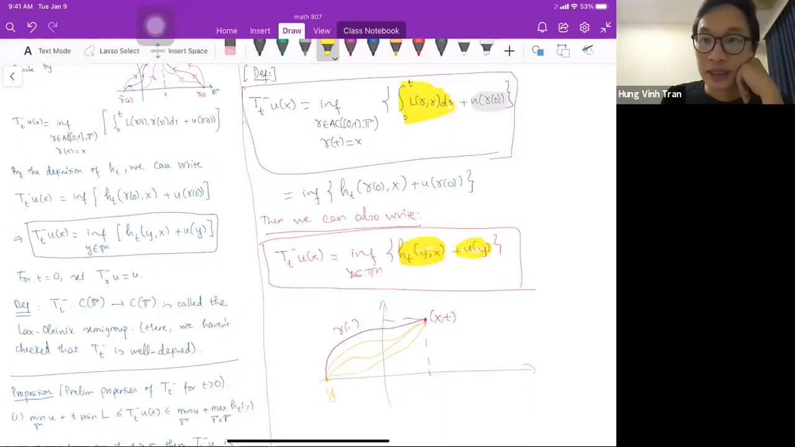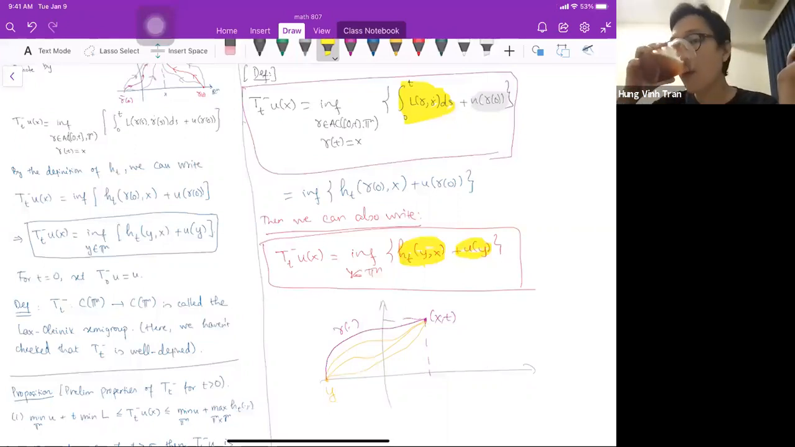Any question for me here up to this point? Any question or concern? Okay, so that's good. And this is exactly the definition of the Lax-Oleinik semigroup. Okay.